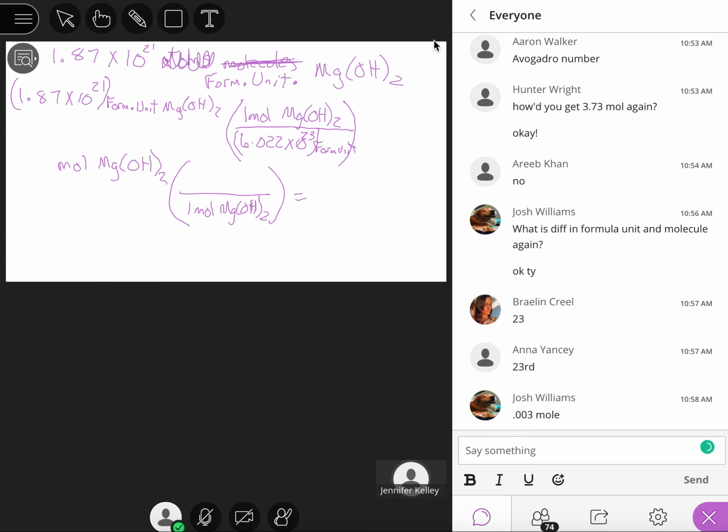All right, 0.003 moles. And I'm not plugging these numbers into the calculator, so if you get a different number, just check and see whether your number's right or not. But this is the general format of how to do this.